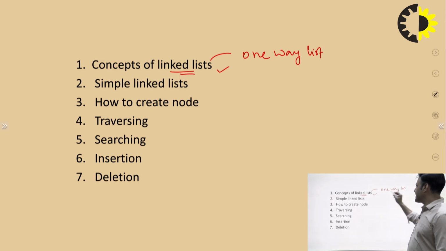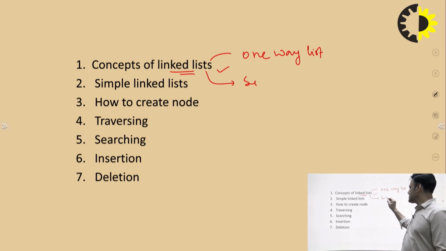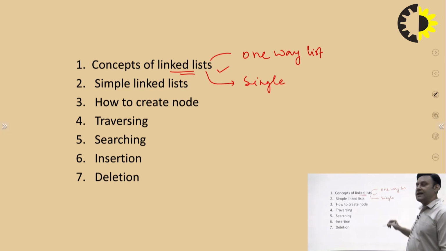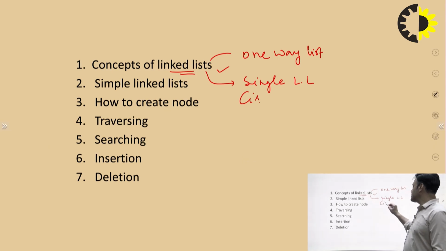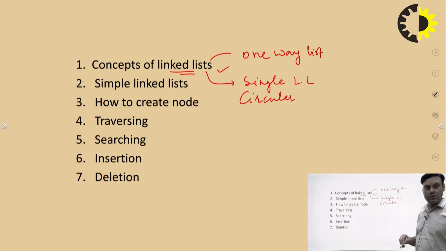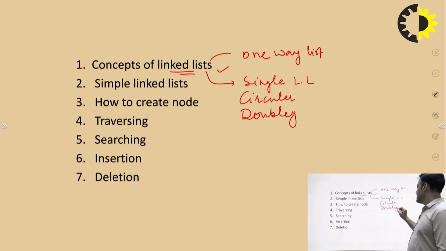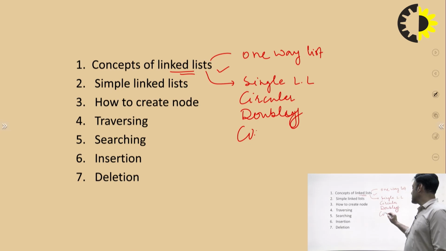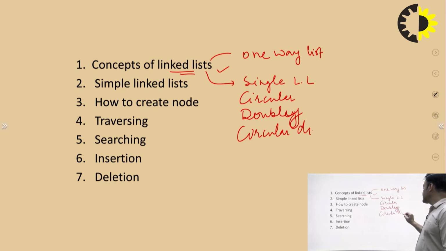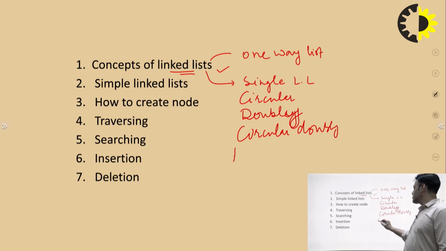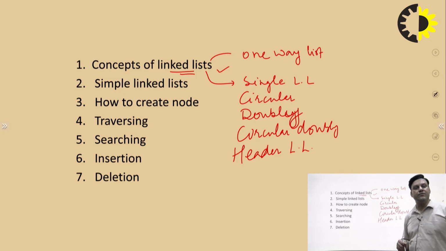Actually, there are different types of linked list. The first is the single linked list. Second is the circular linked list, then the doubly linked list, and the circular doubly linked list. Also there is the header linked list. So, these are the different types of linked list. Today I will focus on the single linked list.